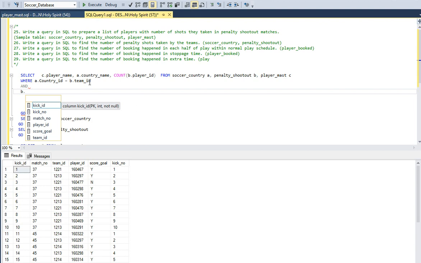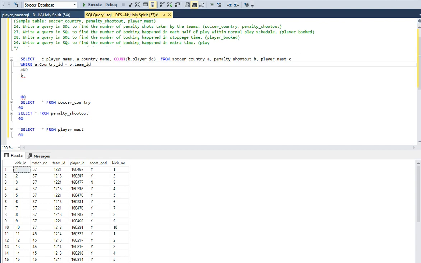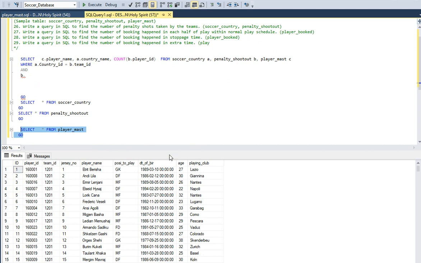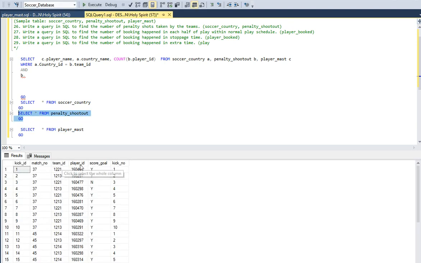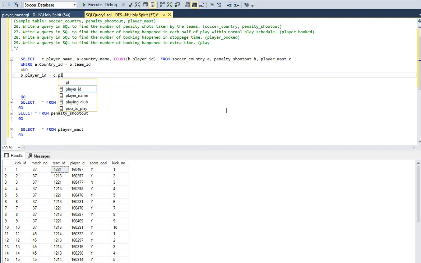B dot... before we go there, let's see player must, what is in there. Same thing, team ID we can join, or player name, player ID, because we need to get these guys, how many he made, how many kicks he kicked, not the team. So we have to join on player ID, not on the team ID. So B dot player ID is equal to C dot player ID.